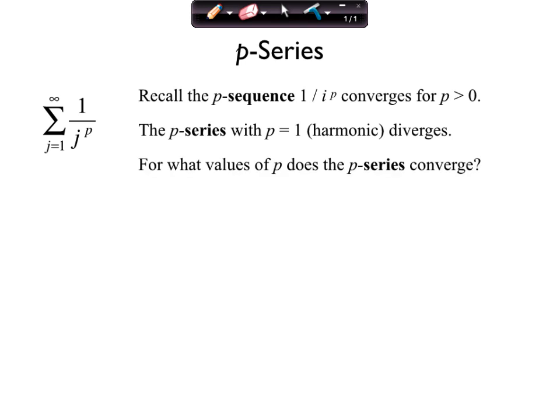So the real question is then, for what values of p does the p-series converge, and for which does it diverge? All right, let's try p equals 1/2. Does that sequence converge to 0? Yes, right? All p has to be is positive, right? So this is 1 over 1, 1 over square root of 2, 1 over square root of 3, 1 over square root of 4.